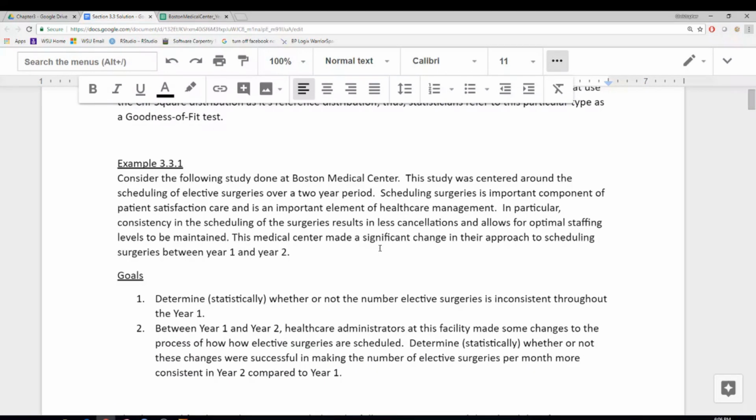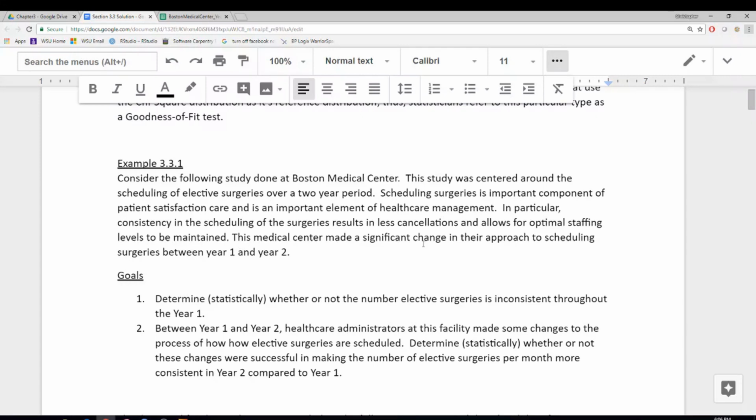So let us consider example 3.3.1. This is the Boston Medical Center example. This study was centered around the scheduling of elective surgeries over a 2-year period of time. Now, scheduling surgeries is an important component of patient satisfaction and also of healthcare management.